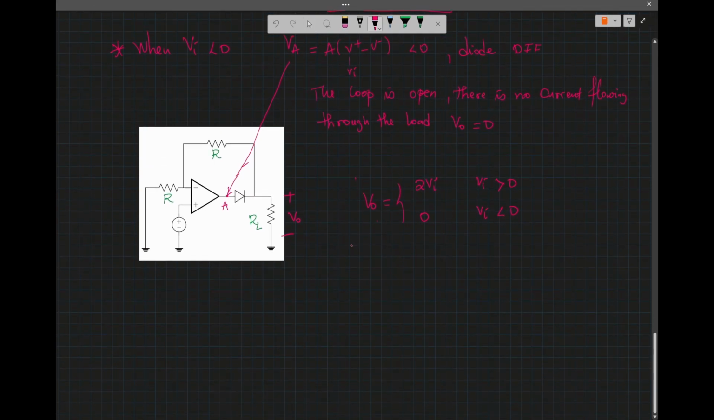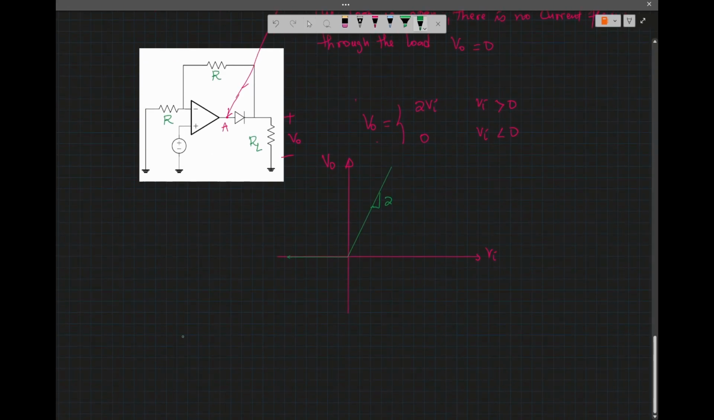So you can draw the transfer characteristic for this network as well. So Vi is here, V0 is there, so the slope here is going to be steep. So slope is 2. Okay, so that's the transfer characteristic for this network.